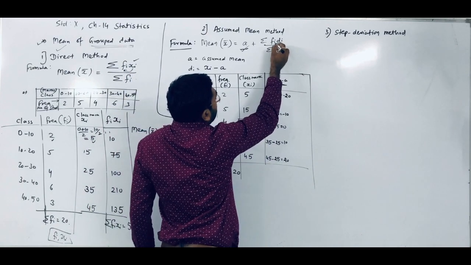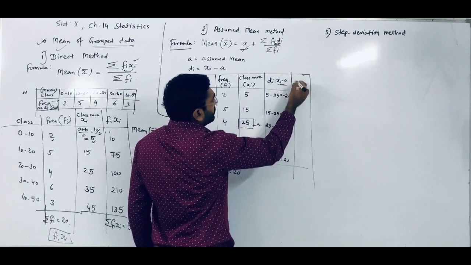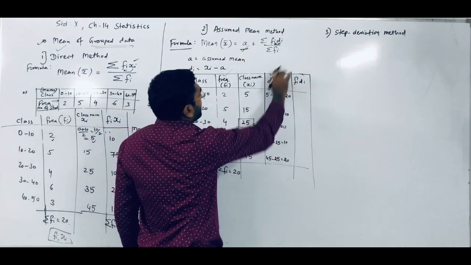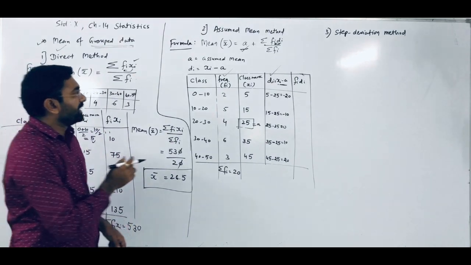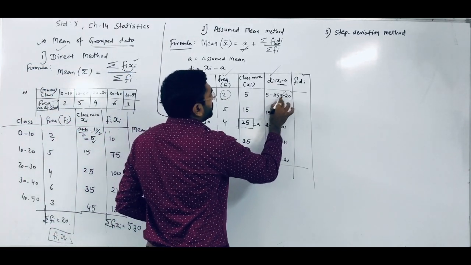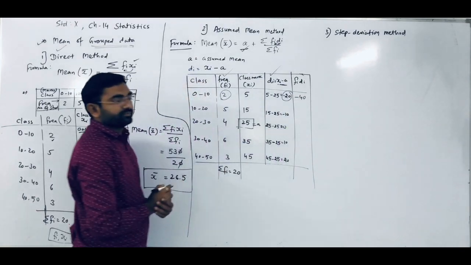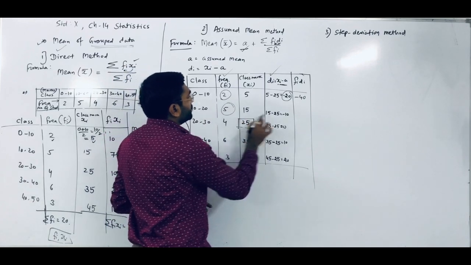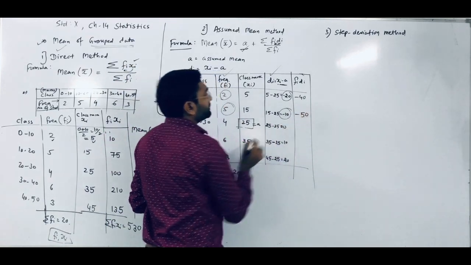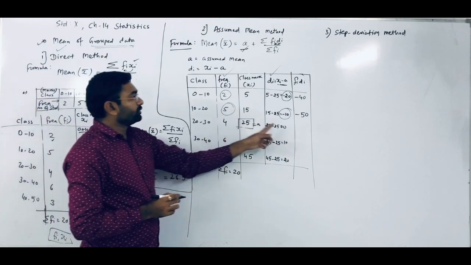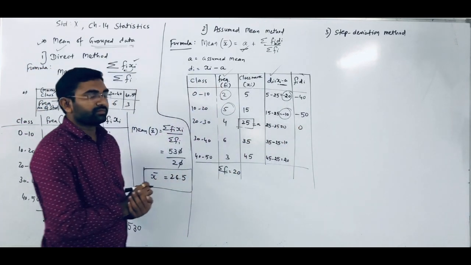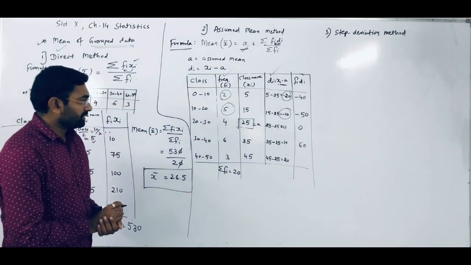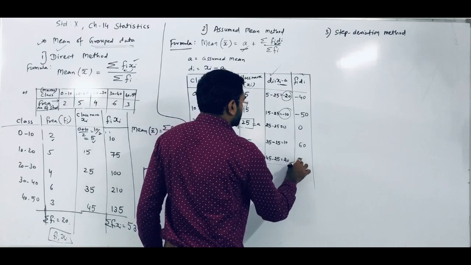Now observe that di is multiplied with fi. So for the next column we have to make fi di. The frequency column is here and the di column is here. So one by one you have to multiply. For the first class, 2 into minus 20, so we get minus 40. Fi into di, we have to do the multiplication. Now 5 into minus 10, so we get minus 50. 4 into 0, so we get 0 only. 6 into 10, so we get 60. And 3 into 20, so we get 60.